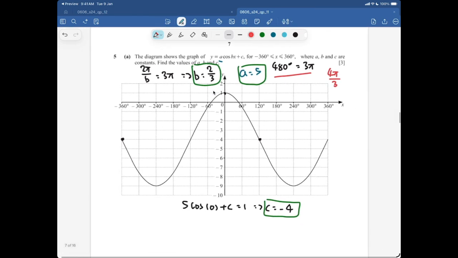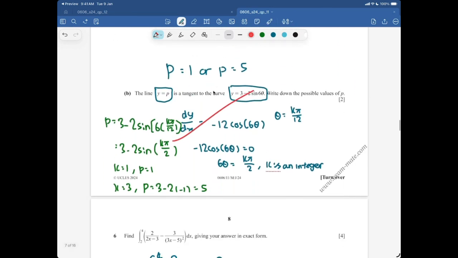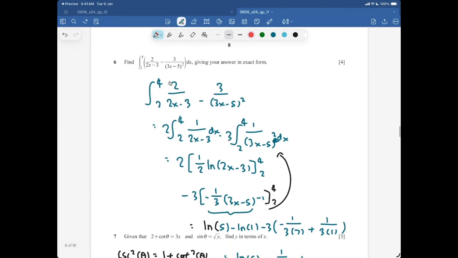So that's C equals -4. That's correct. A equals 5. That's correct. So that's another mark gone. So sometimes, yeah, you can make careless mistakes, which is okay.